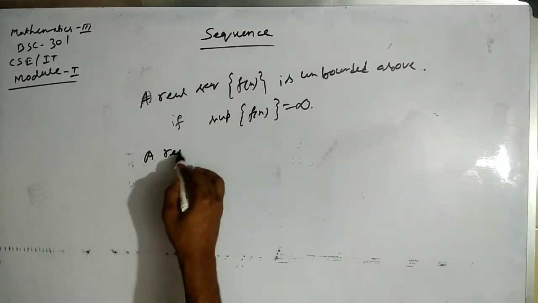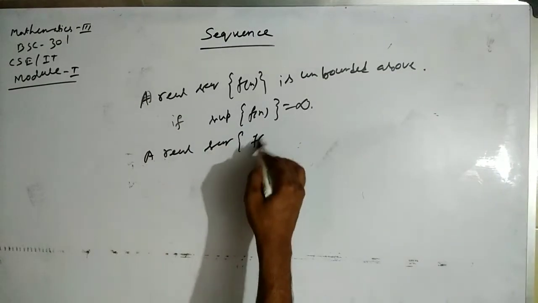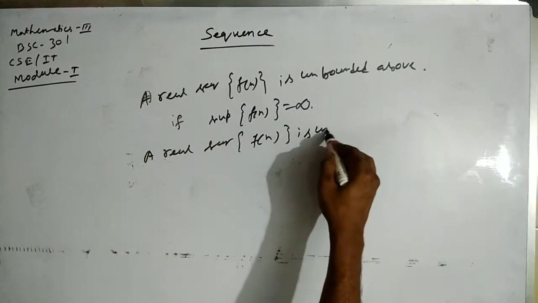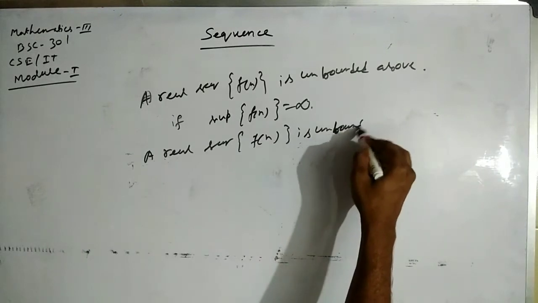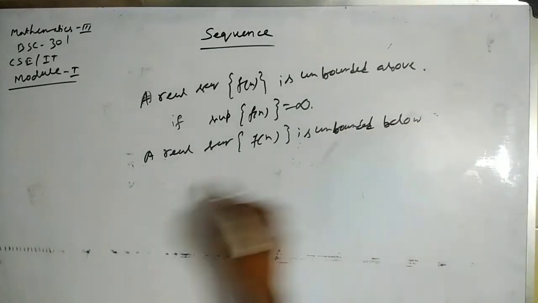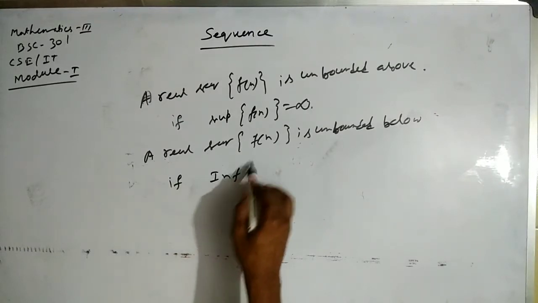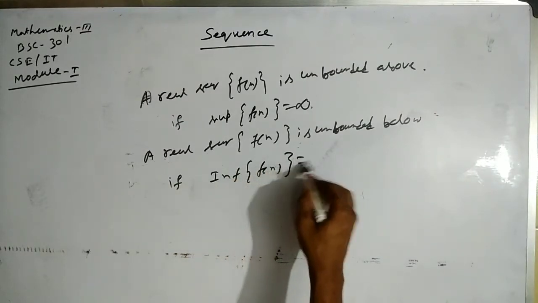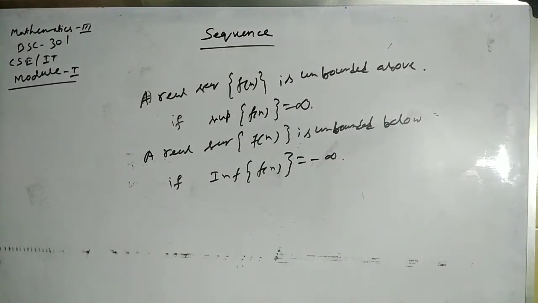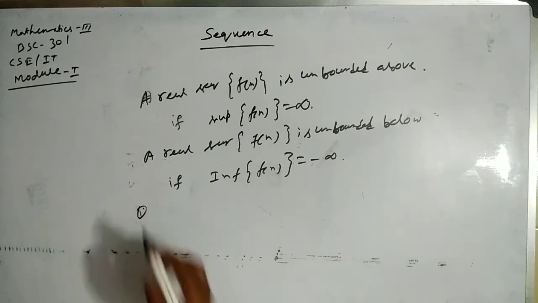And similarly, a real sequence Fn is unbounded below if infimum of Fn is minus infinity. So unbounded above means supremum is plus infinity, and unbounded below means infimum is minus infinity. And the sequence will be called unbounded if it is both unbounded above and unbounded below. Okay, so now see the examples.